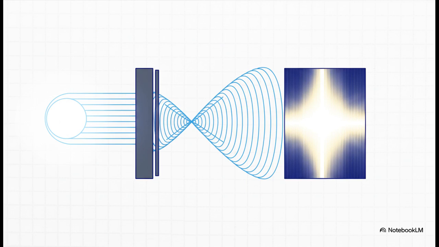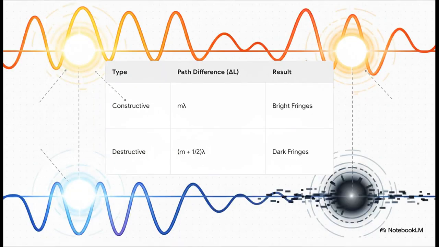And this is the experiment that proved it all. It's a landmark. By shining a single beam of light through two tiny, super close slits, Thomas Young created two perfectly coherent sources of waves. And when those waves interfered with each other, they created a pattern that was undeniable proof that light behaves like a wave.